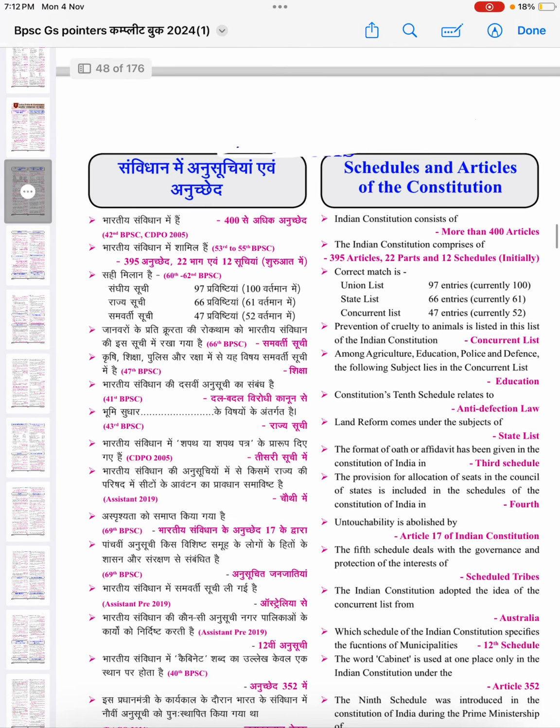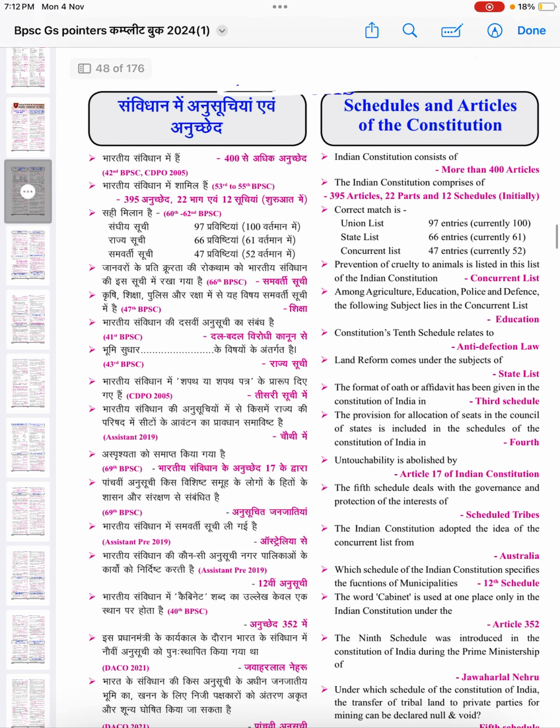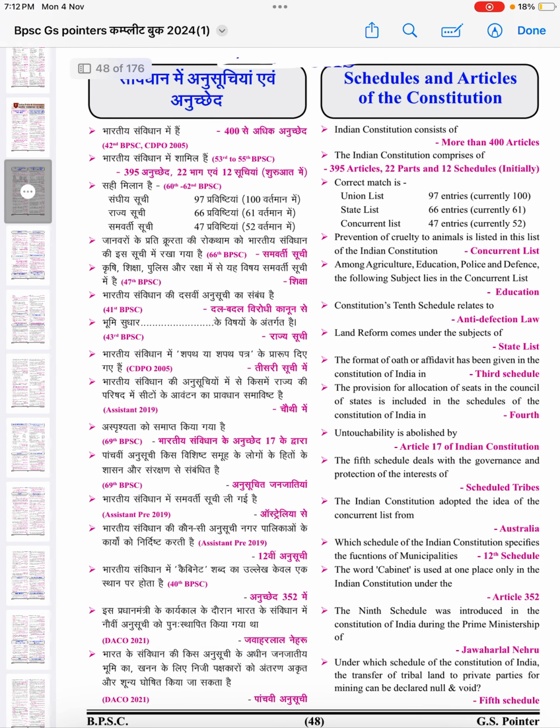Indian Constitution consists of more than 400 articles. The Indian Constitution comprises of 395 articles, 22 parts and 12 schedules. Initially, correct match. Union list 97 entries, currently 100 हैं. State list 66 entries, currently 61. Concurrent list 47 entries, currently 52. Prevention of cruelty to animal is listed in this list of the Indian Constitution, concurrent list.